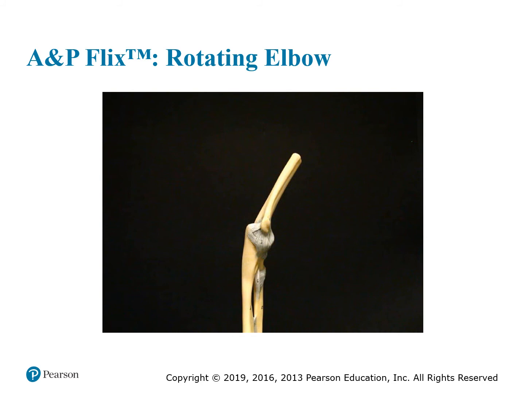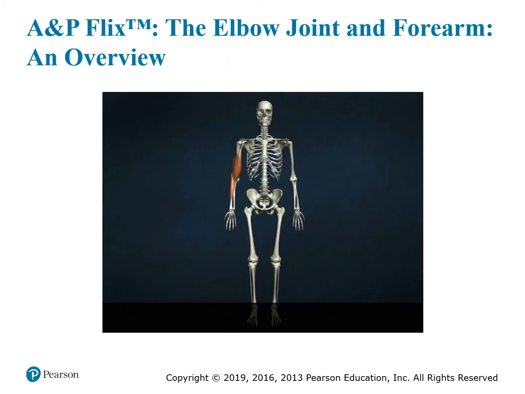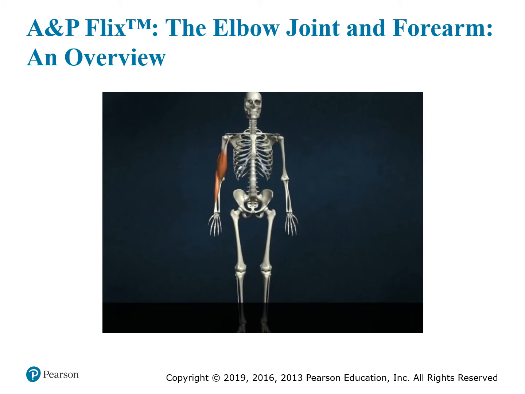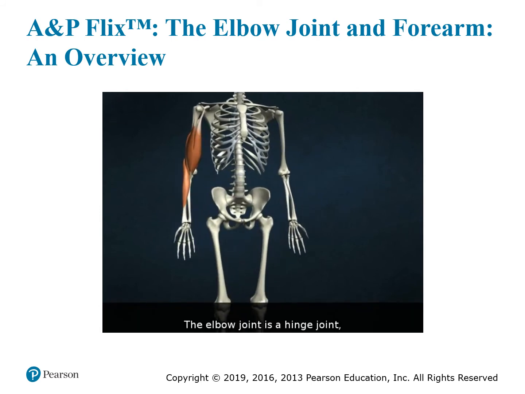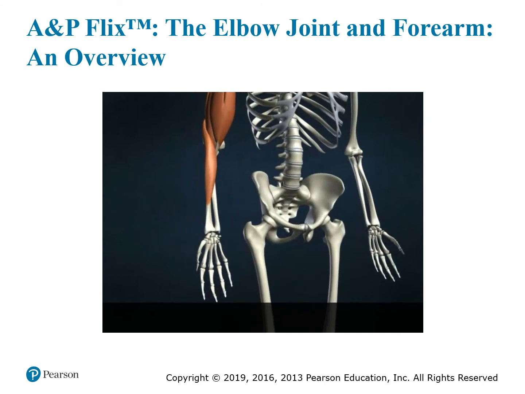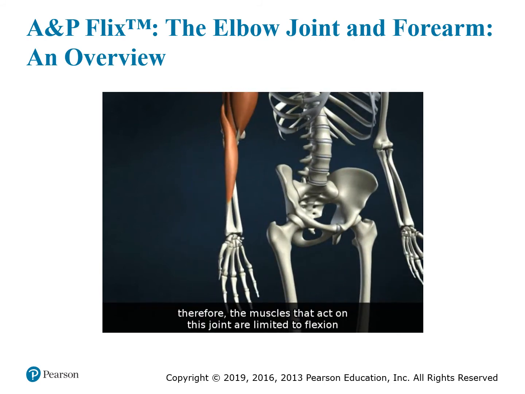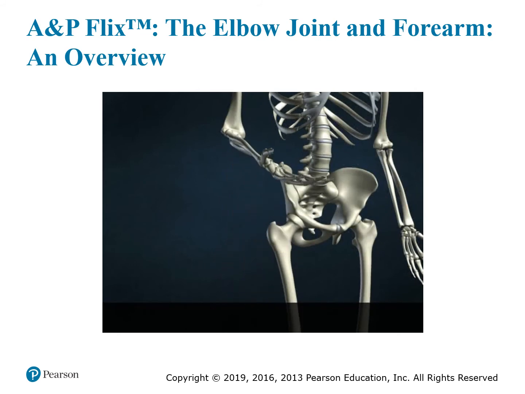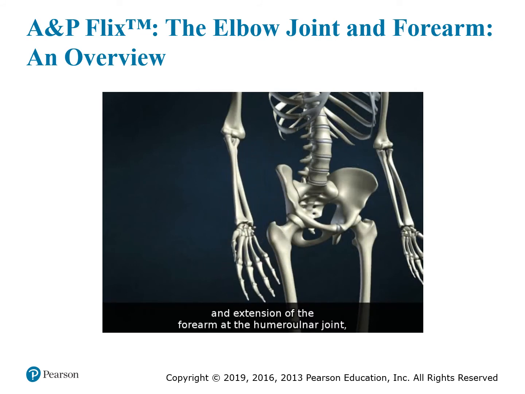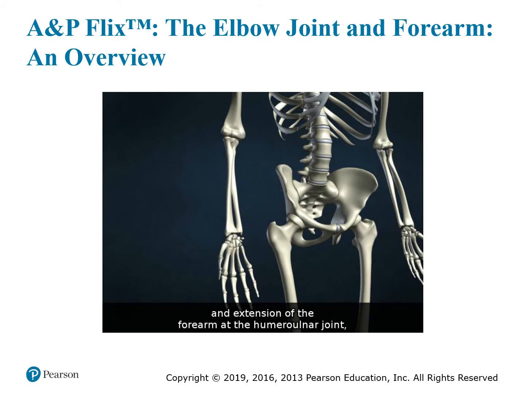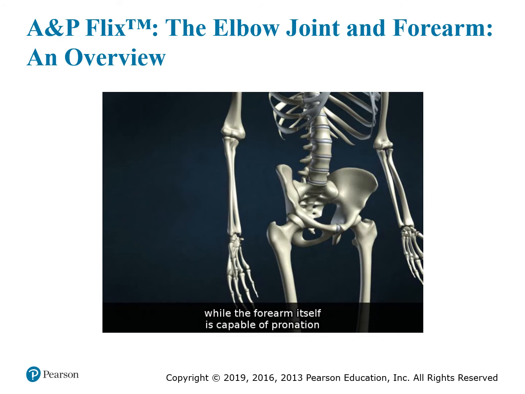There is a nice view of the elbow. The elbow joint is a hinge joint. Therefore, the muscles that act on this joint are limited to flexion and extension of the forearm at the humero-ulnar joint, while the forearm itself is capable of pronation and supination.